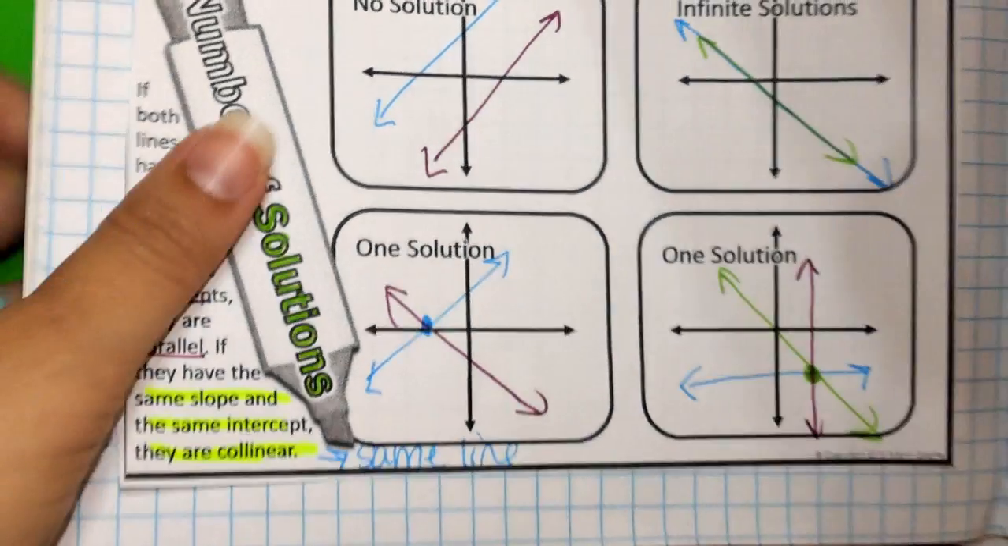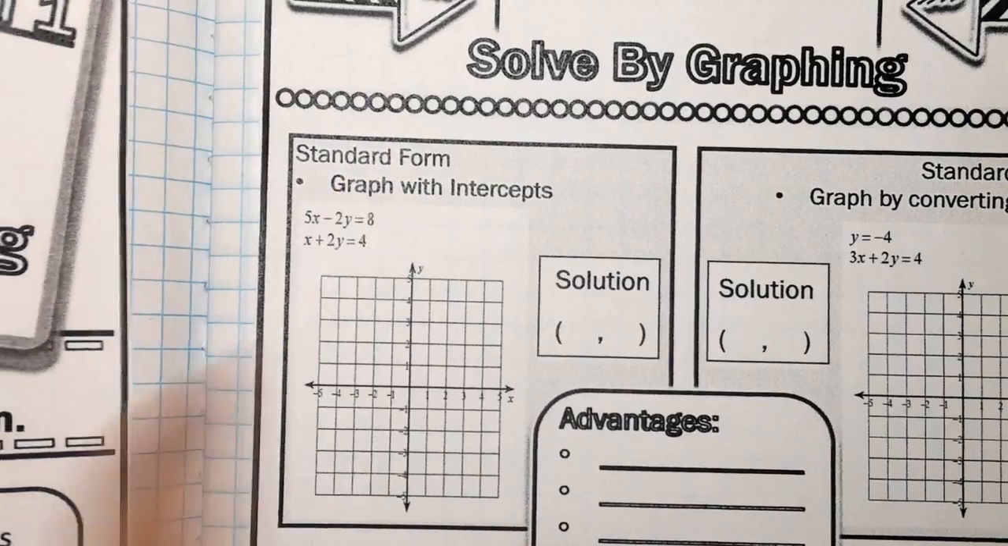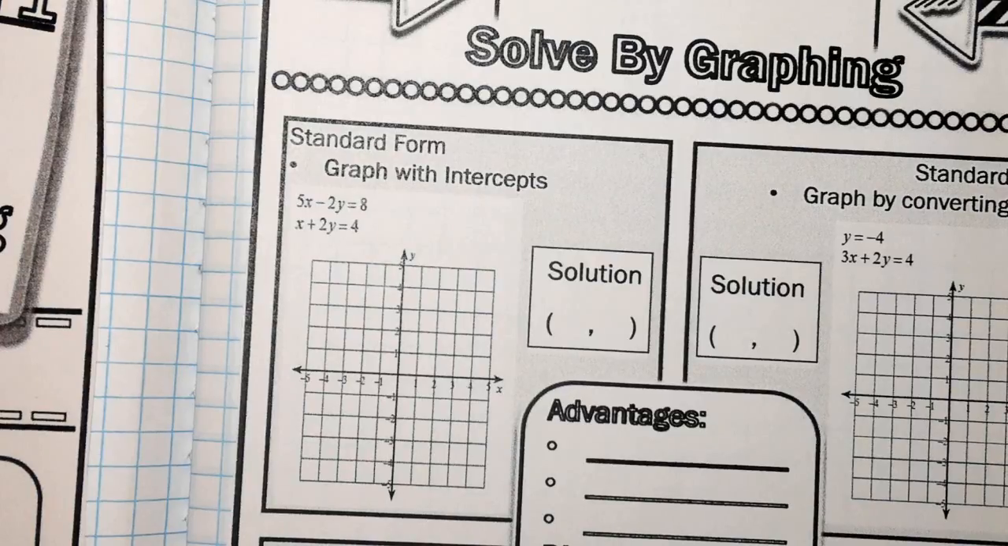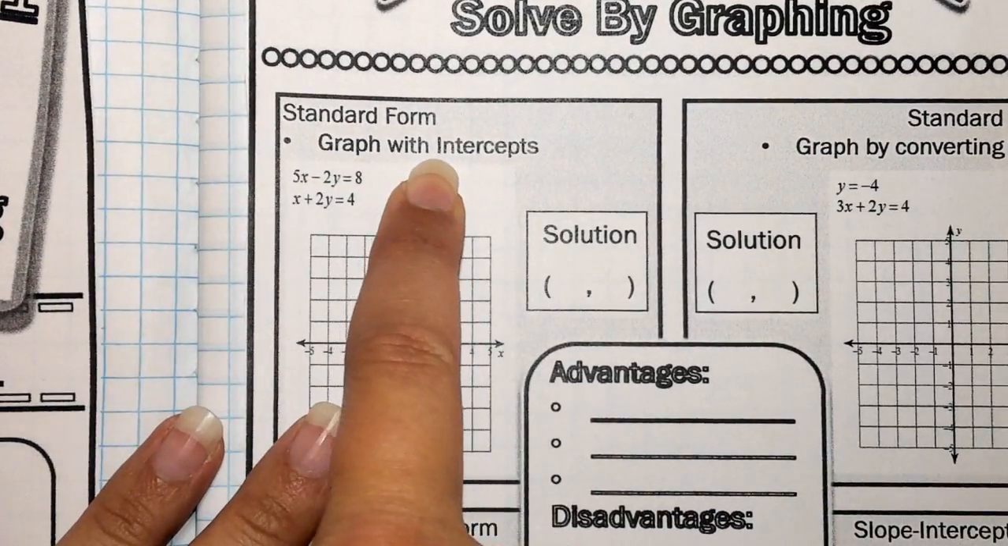It's also right here. I was like hoping someone would look at their notes, but you were all just looking around the room hoping that the answer was there. So standard form, remember we found our x and y intercepts.